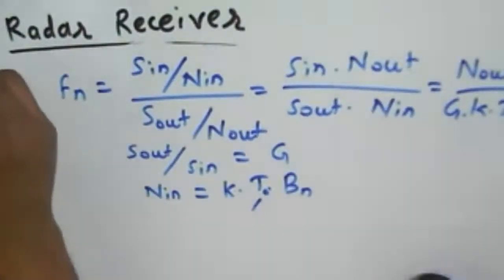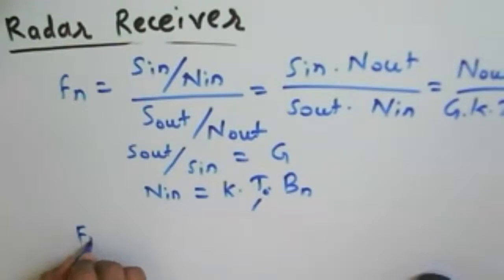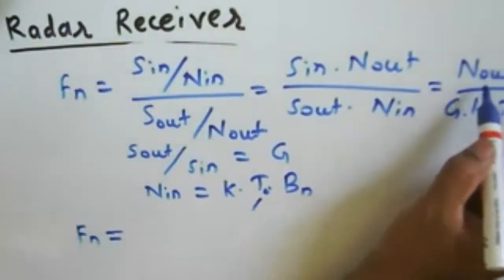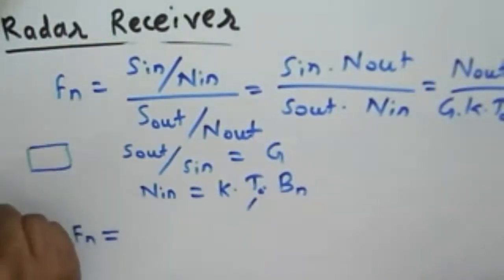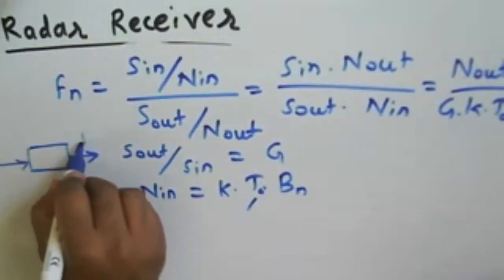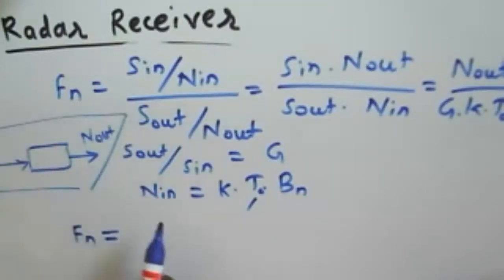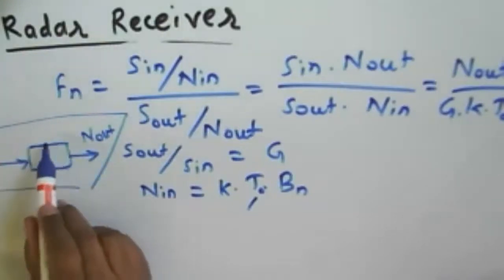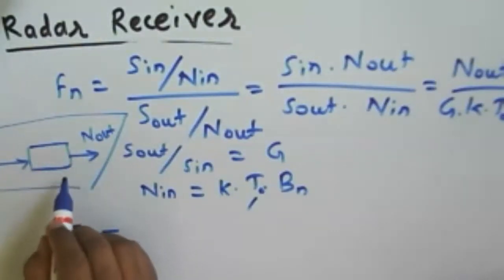Okay, now we can consider Fn is equal to N out. That will be the output noise from the device. We can say that this one is about a component. We can say that the receiver here is your N out now. For this particular N out, what does N out consist of? The overall noise of this particular system plus whatever noise is generated internally.